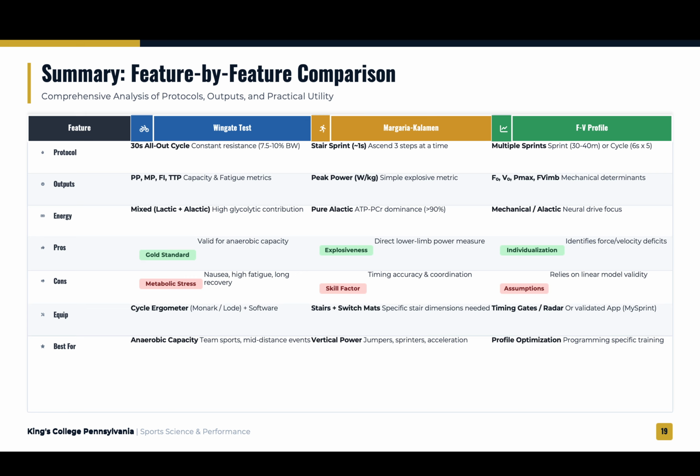The cons of the Wingate: really high metabolic stress, can cause nausea, high fatigue, long recovery. The Margaria-Kellman: there's a real skill factor in the test, time and accuracy coordination. And force velocity: there's an assumption that relies on linear model validity.